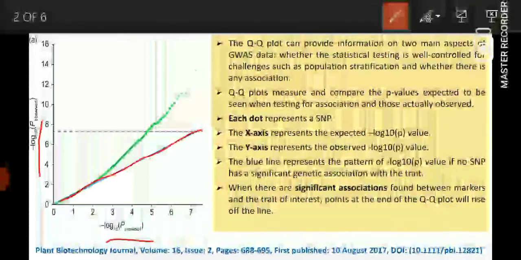If your estimates or results rise above this particular line, the green line that you can see here, then it means that a strong or significant association is present between the trait of interest and the marker. And each dot represents a particular SNP. In this way the QQ plot is interpreted.